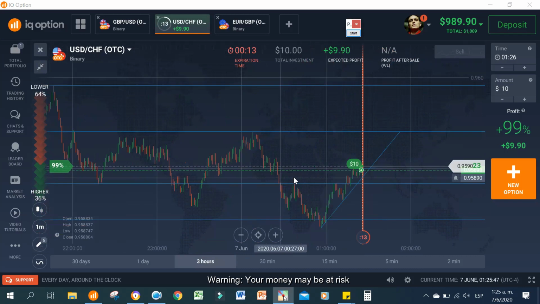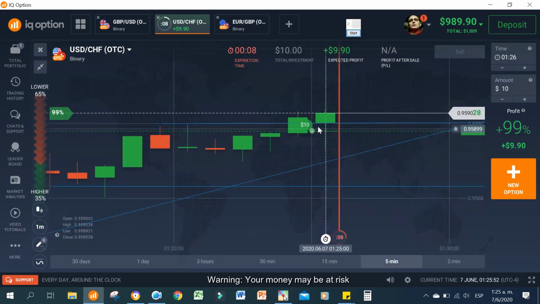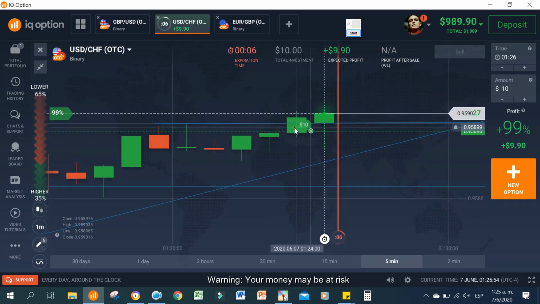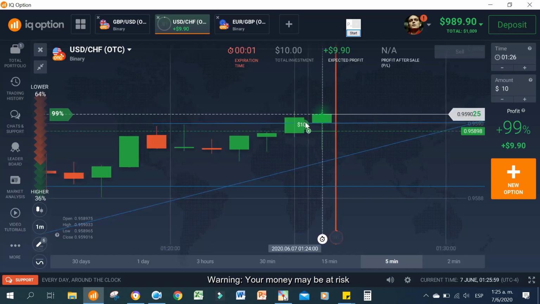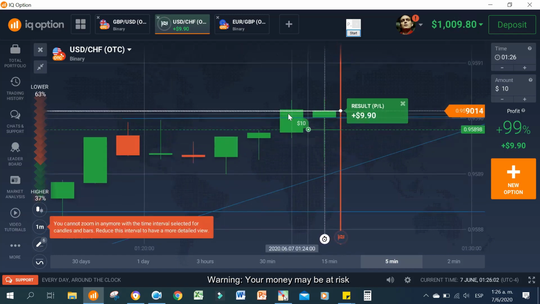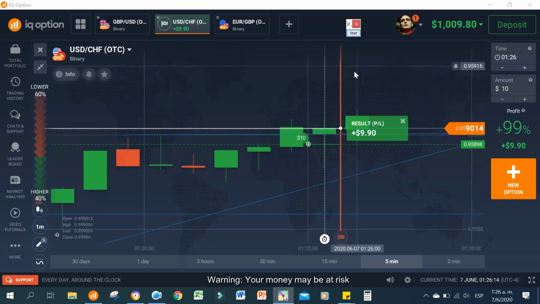Okay, let me check something else. Yeah, it's a good entry, even though the candlestick that broke this level had a wick. It broke this level and closed above this level. That's what we want for this trading strategy. Remember that we are trading the breakouts with this strategy.